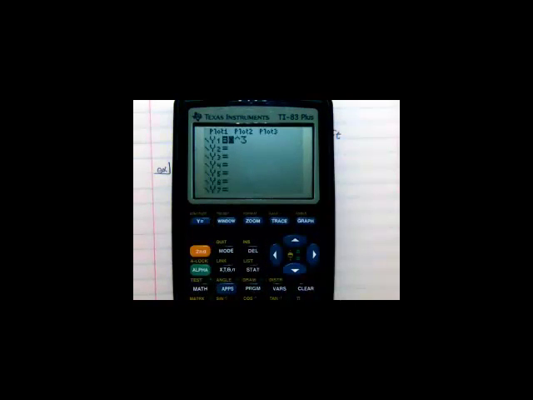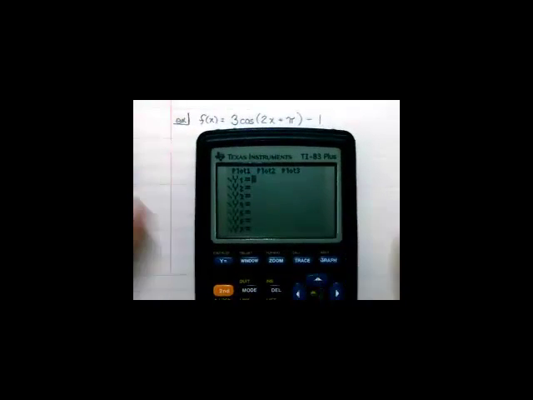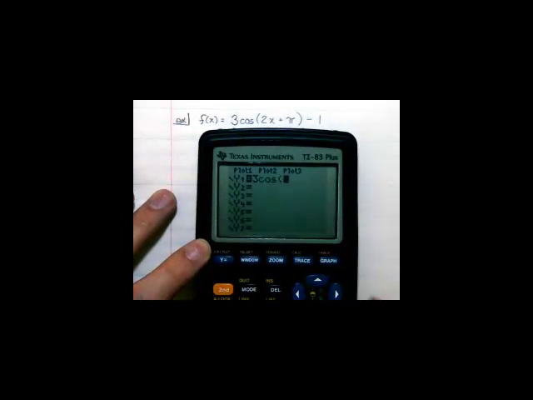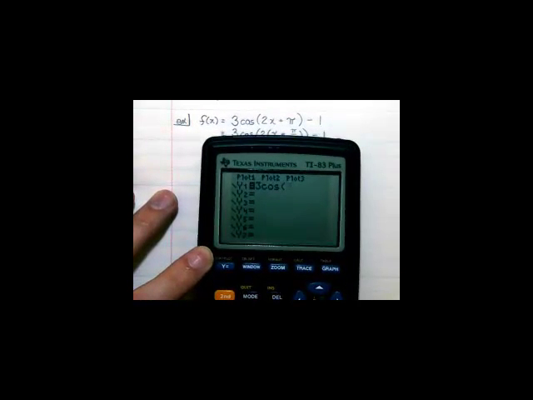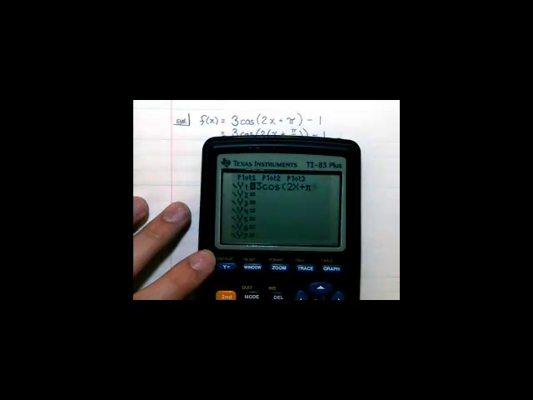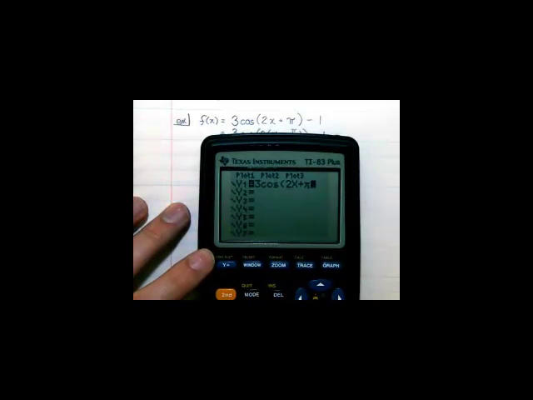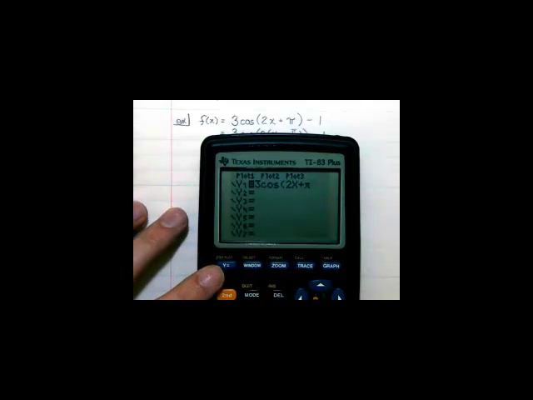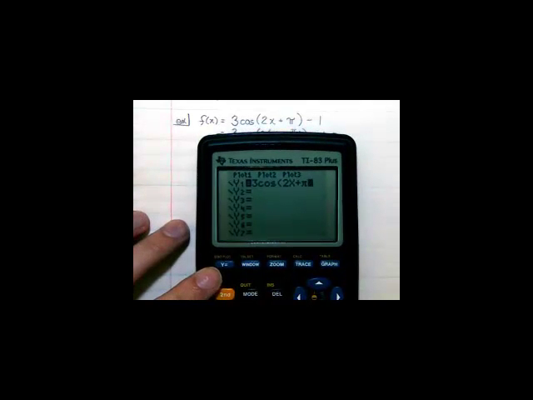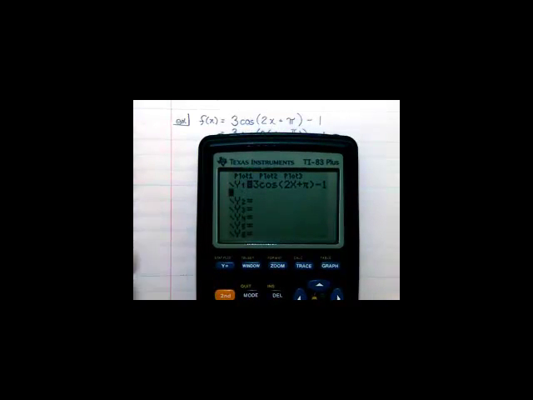So, y equals, let's clear out the other stuff there. All right, so I had it to start with here. So it's 3 cos(2x + pi). Everybody know where to go find pi? It's second and then the caret button. And then parenthesis minus 1. So it should look like that.